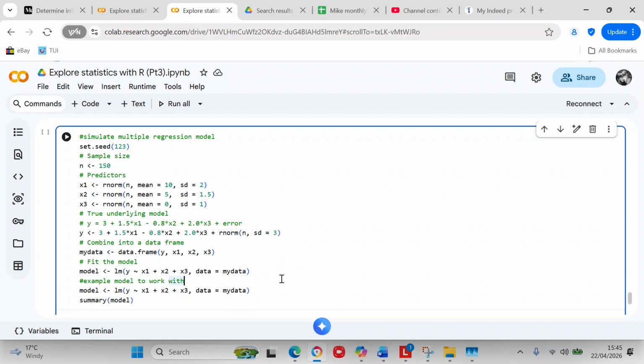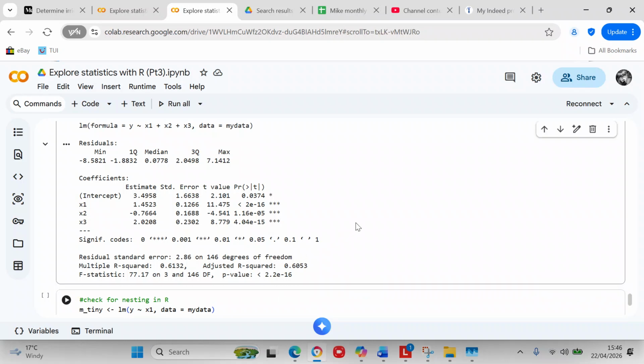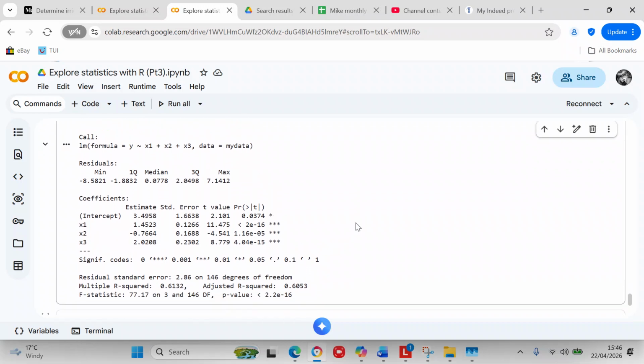So model becomes lm, that's linear model, y tilde x1 plus x2 plus x3, and data equals my data. And we're going to summarize the model. And so this is the summary of the model, which is the same as what we did just a few minutes ago because I was using the same my data that I did before.